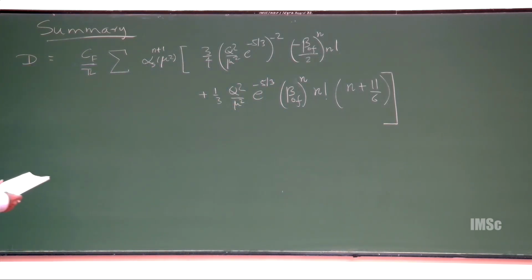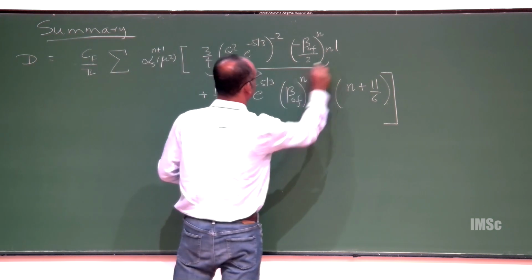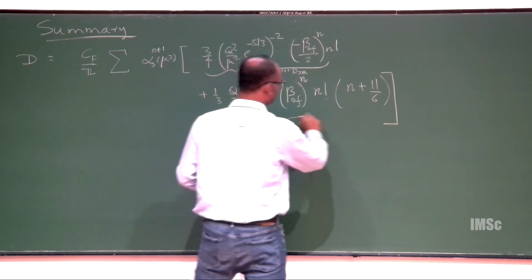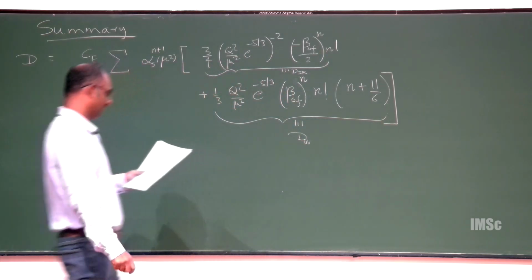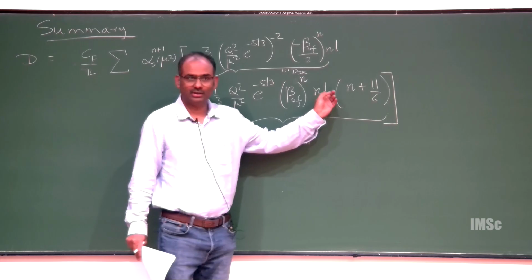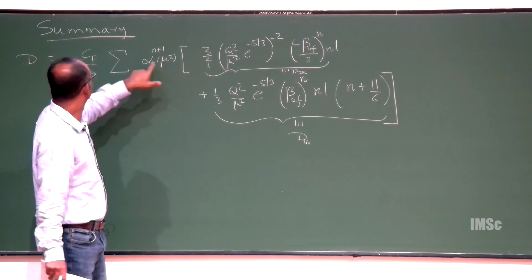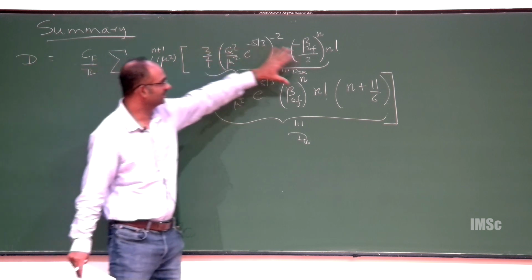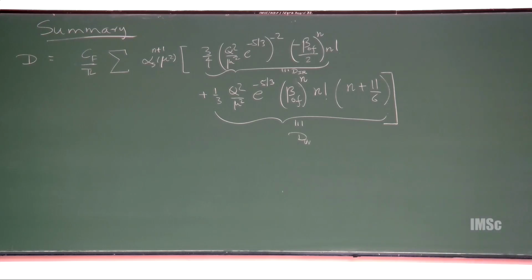Okay, so we saw this result, and this is what I was calling last time D_IR, the contribution to D coming from the infrared region, and this is what I defined as D_UV, coming from the ultraviolet region. Okay, and we see that there is a factorial growth in the coefficients. So even though you have an expansion in alpha s, the coefficients are growing larger as you go to higher orders in perturbation theory.